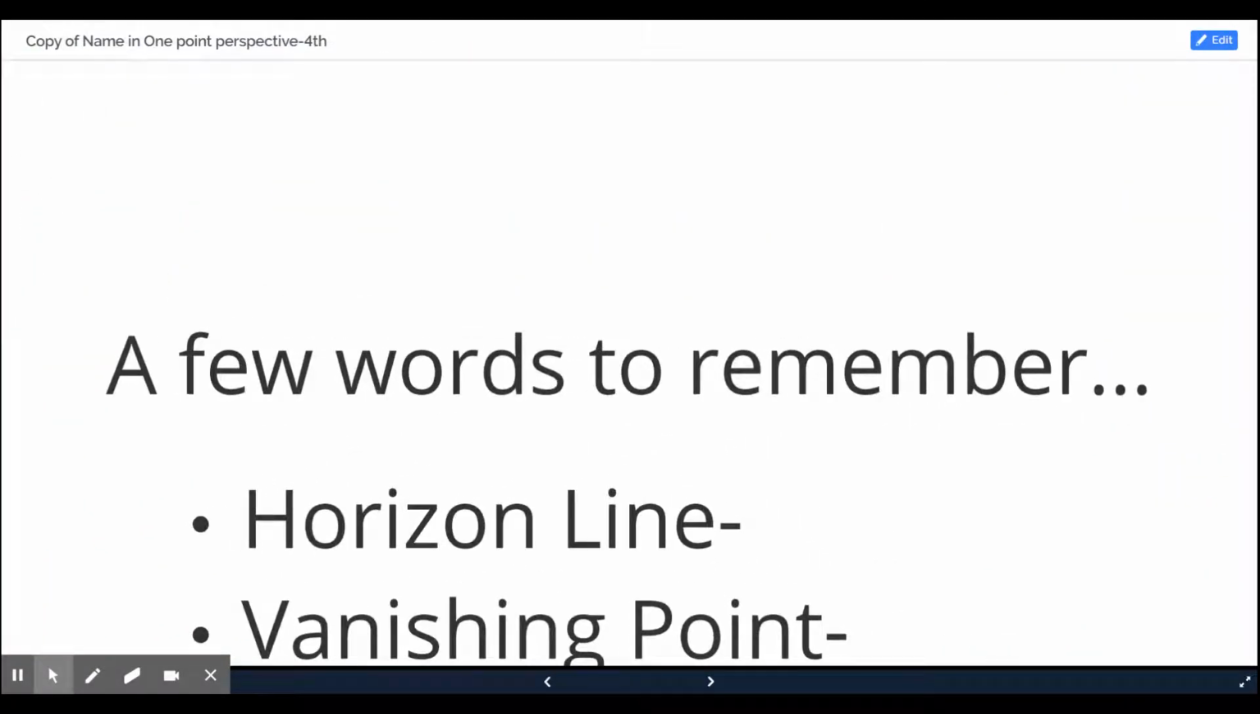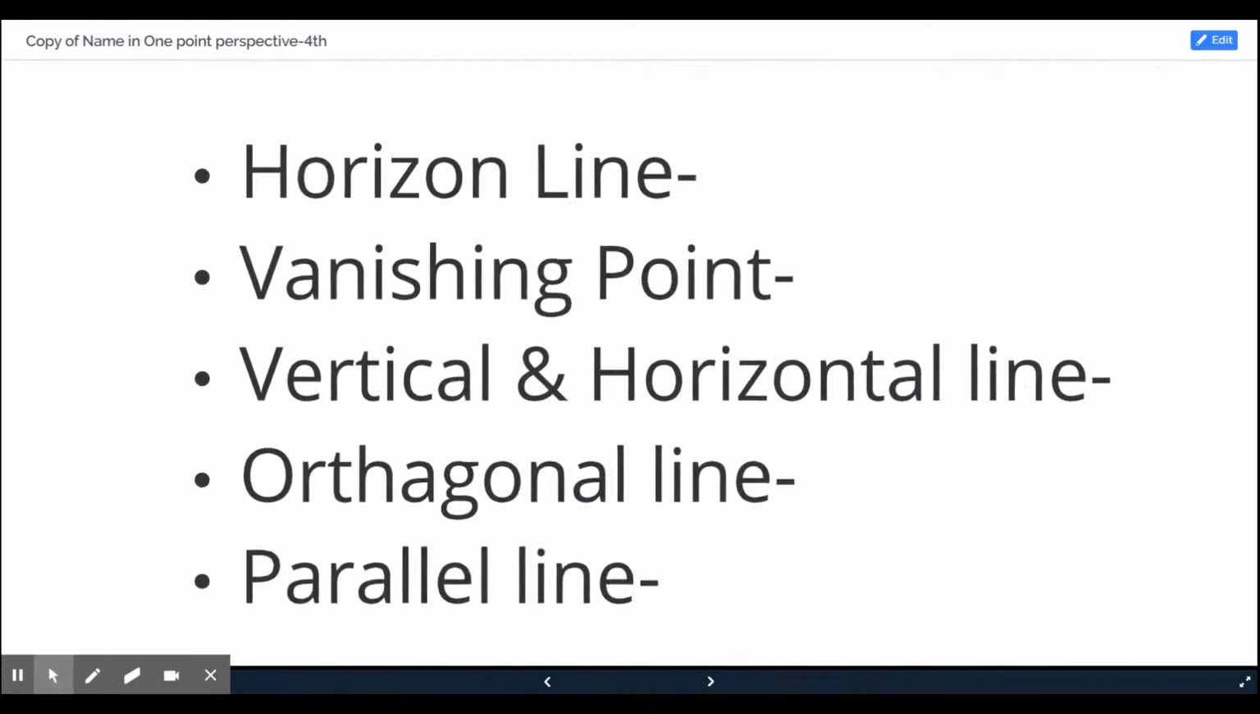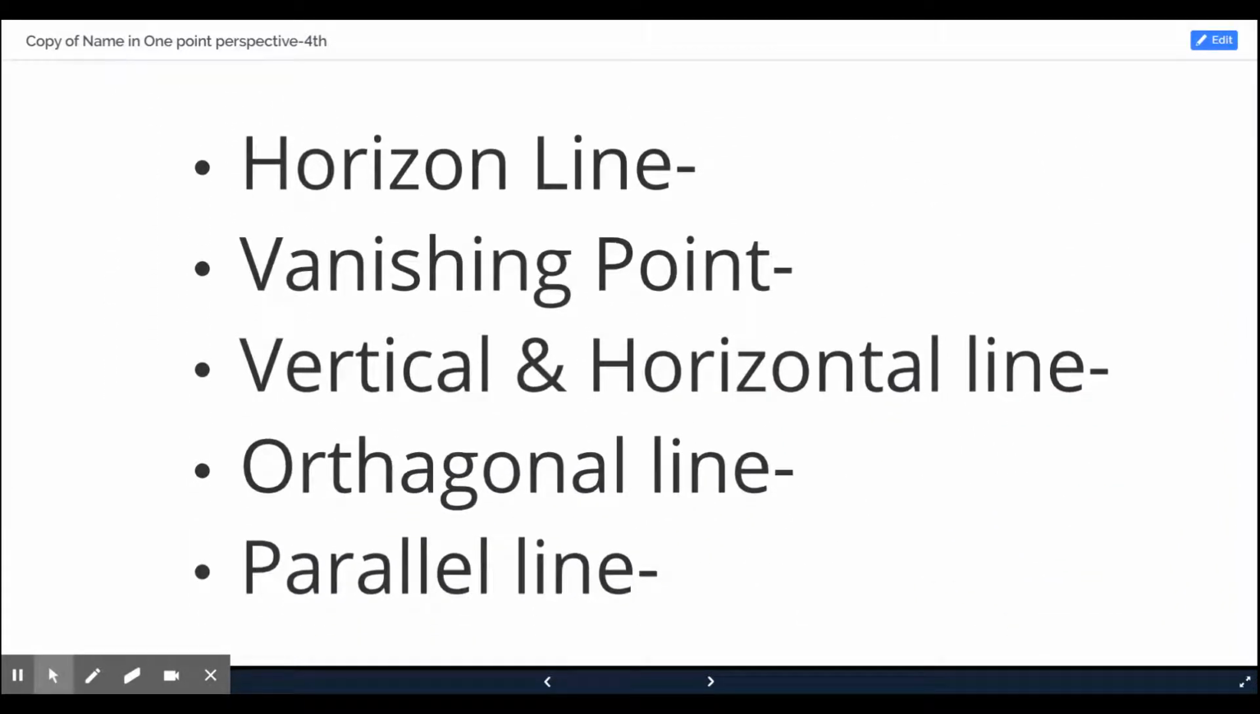So a couple words to remember. Horizon line is your eye level. Vanishing point is where all the lines disappear to. Vertical lines go up and down, while horizontal lines go side to side. Orthogonal lines are guidelines that go to the vanishing point. And parallel lines are two lines that go the same direction. They never intersect or get further apart.